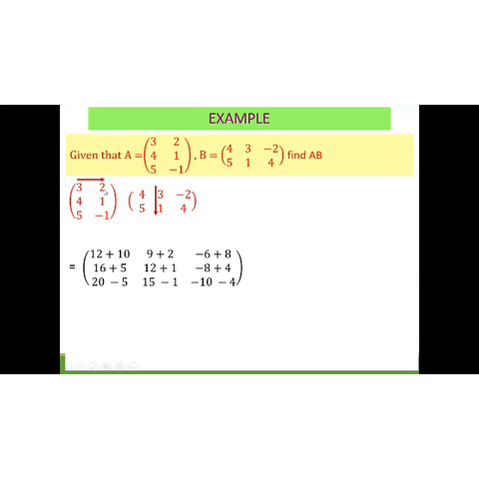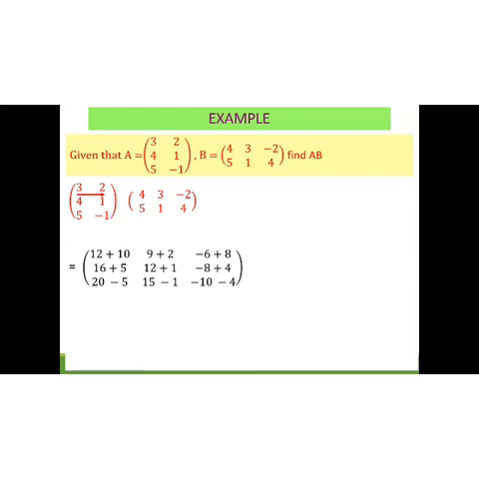Then we take that same first row again and multiply by the third column. That gives us 3 times minus 2 and 2 times 4. Okay, so next thing is we move on to the next row here, and let's see how we got all the elements here. So we got to this next row now.